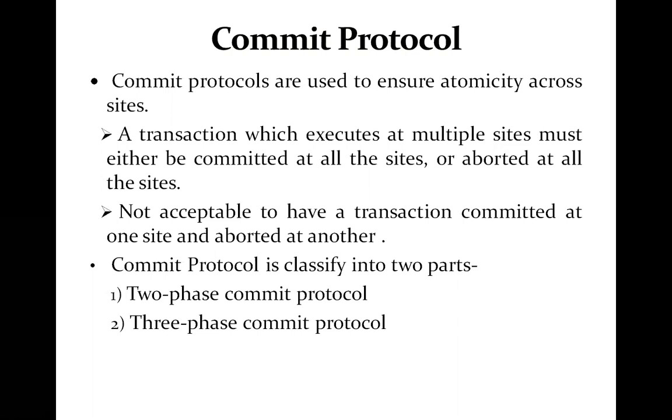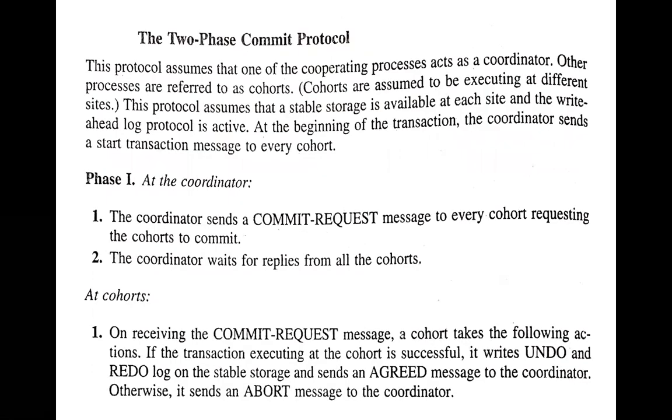So we have two kinds of algorithm in the commit protocol. The first one is the two-phase commit protocol, and another one is the three-phase commit protocol. So how does it work? The two-phase commit protocol seems to be a very simple one, and this protocol assumes that one of the cooperating processes acts as a coordinator, and the other processes work as subordinates, known as cohorts. And cohorts are assumed to be executing at different sites.